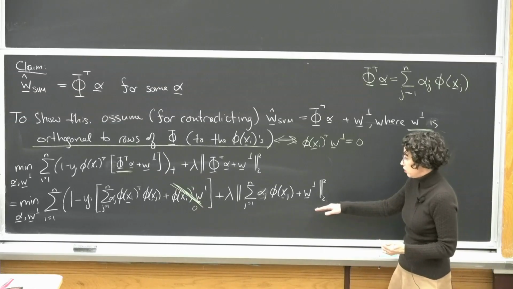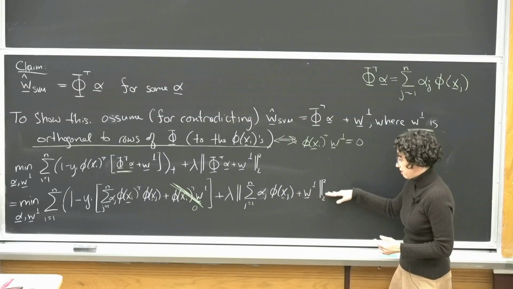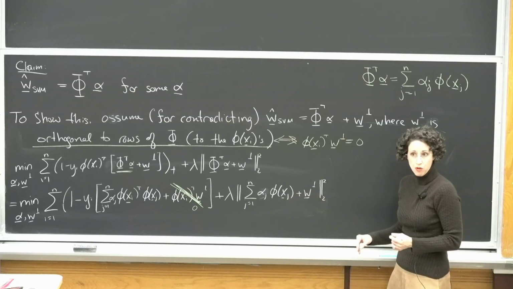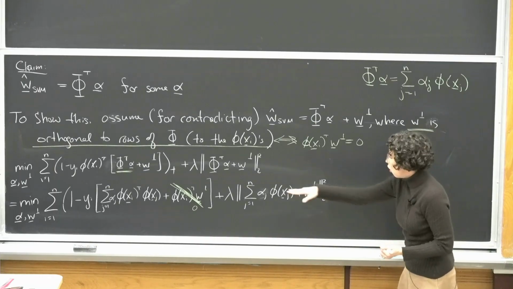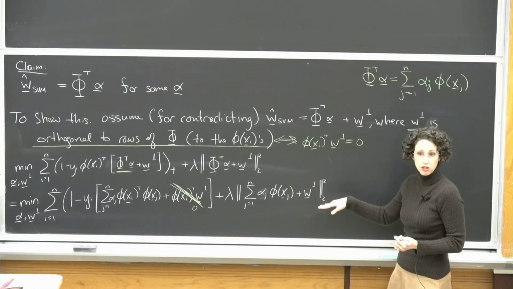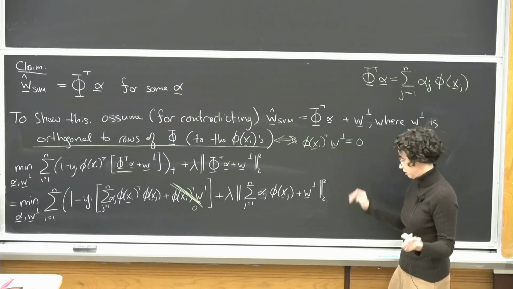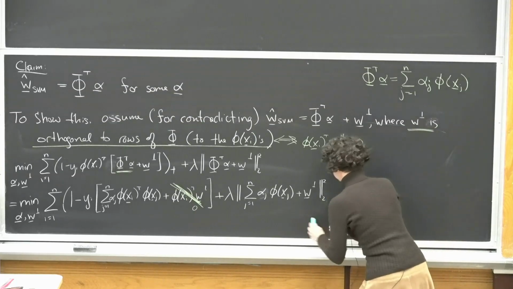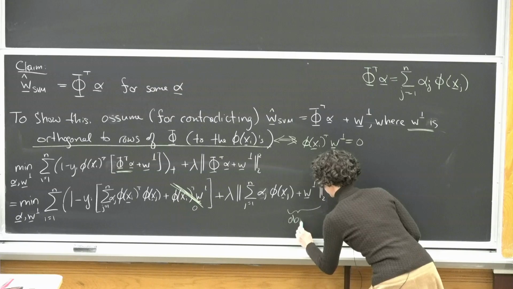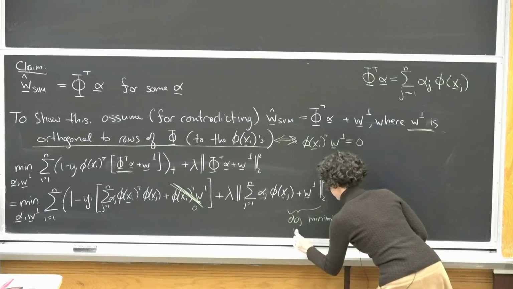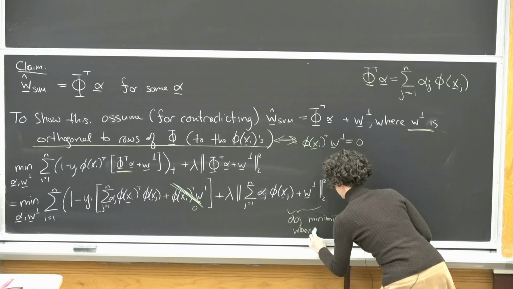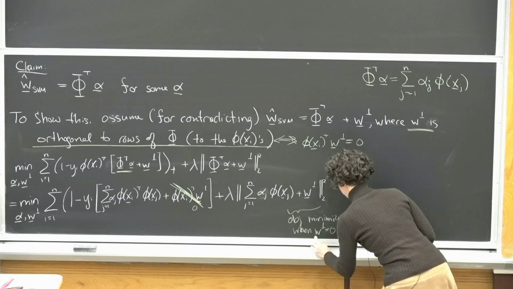Okay, so now we've simplified this expression. Now the only place in this objective function that w perp is showing up is here. So what is the value of w perp that's going to make this whole thing as small as possible? Yeah, all zeros. Right. So our objective is minimized when w perp is equal to 0.